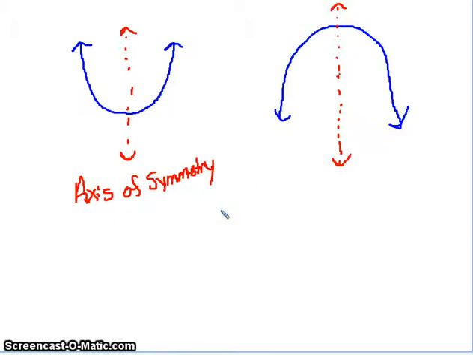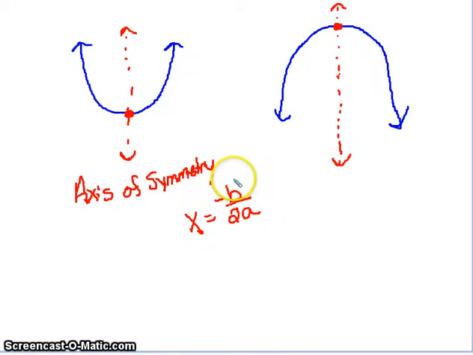So our vertex is always going to be on our axis of symmetry. And our axis of symmetry is always going to be found with x equals negative b over 2a. We can always use negative b over 2a to find our axis of symmetry. The cool part is that since our vertex is always on our axis of symmetry, the x-coordinate of our vertex is always going to be negative b over 2a. And so that allows us to take that coordinate for x, plug it back into our function, and find the y-coordinate.